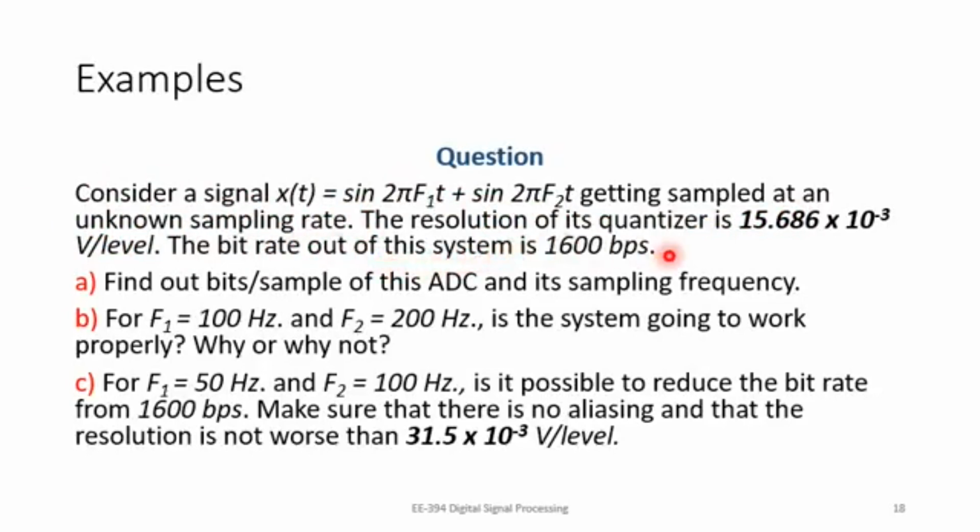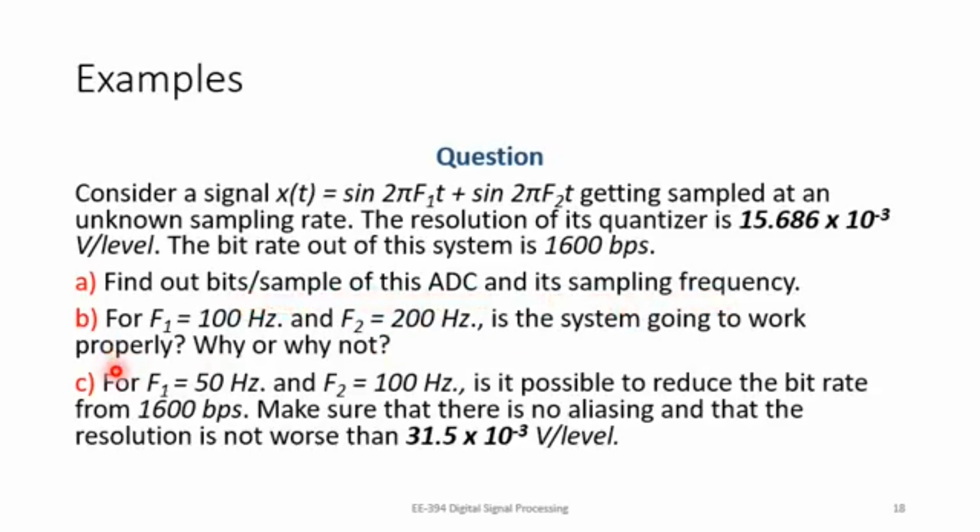The resolution of its quantizer is given as 15.686 × 10⁻³ volts per level. The bit rate out of the system is 1600 bits per second. So we are given the bit rate as well. Part A is to find out the bits per sample of this ADC and its sampling frequency.